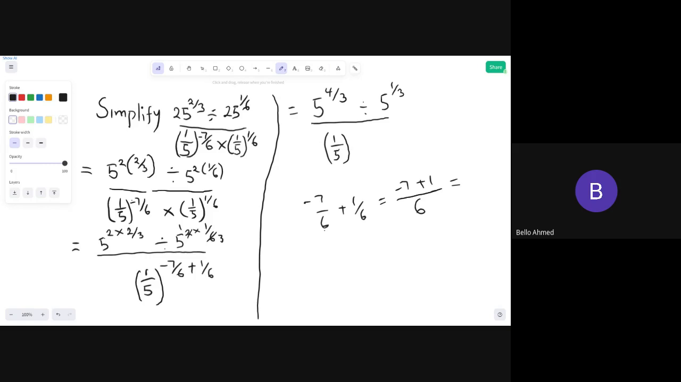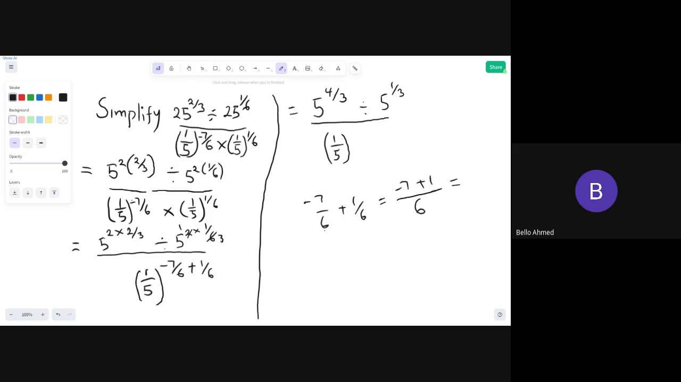So what I'm trying to say is that when you find the LCM 6, then you rule over it. 6 here in 6, 1. 1 times minus 7, minus 7, then plus 6 in 6, 1. 1 times 1 is 1. So that is what we have done there. So the next thing is that we are going to say minus 7 plus 1.